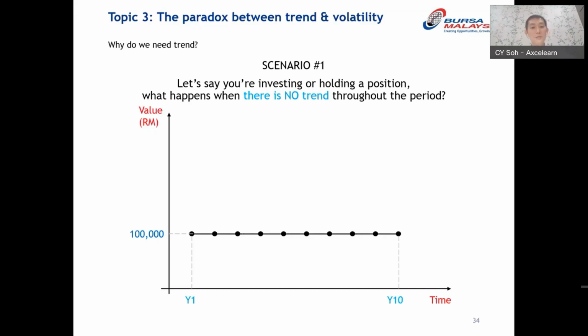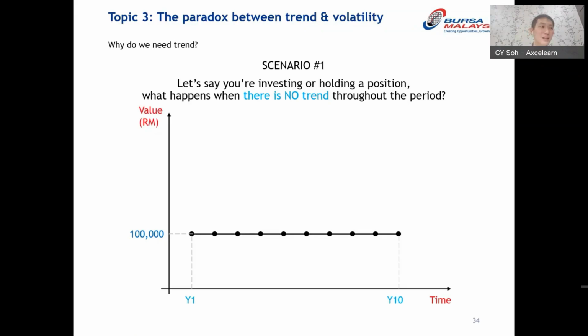Some of you might say, okay, no problem, because there is no volatility, there is no risk, right? And some of you might say that since there is no return, I might as well put the money in FD, EPF, or even a mutual fund. Some of you say scenario 1 is to acquire the company. Okay, interesting.